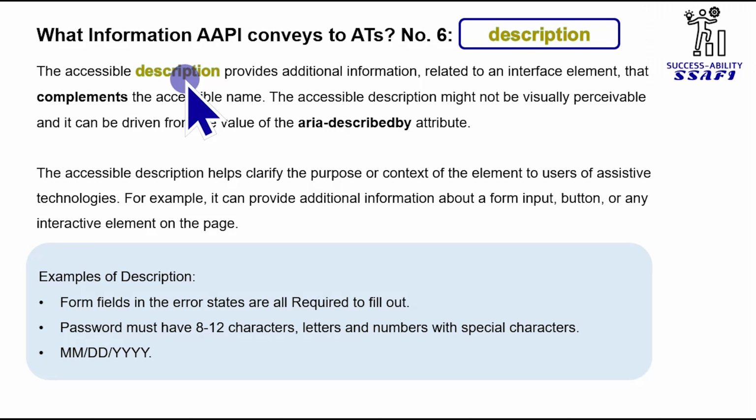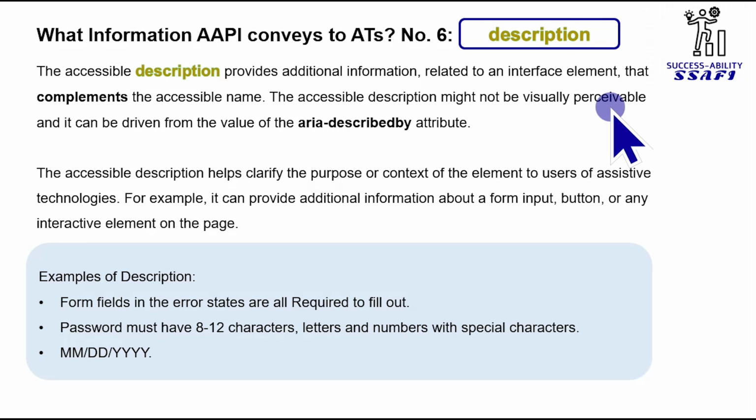Okay, so the accessible description might be visible, might not be visually perceivable. Very similar to accessible name, it could be presented visually for all users to leverage, or it could be only programmatically available to assistive technology users via the aria-describedby attribute.